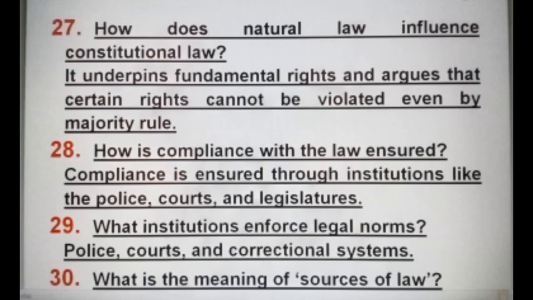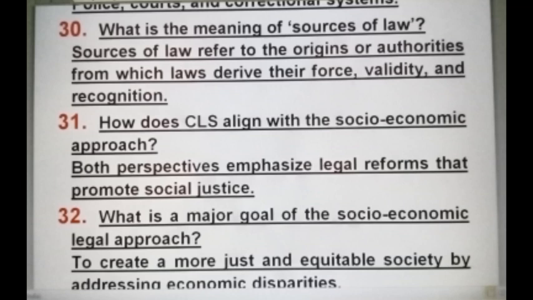How does natural law influence constitutional law? It underpins fundamental rights and argues that certain rights cannot be violated even by majority rule. How is compliance with the law ensured? Compliance is ensured through institutions like the police, courts, and legislatures. What institutions enforce legal norms? Police, courts, and correctional systems.